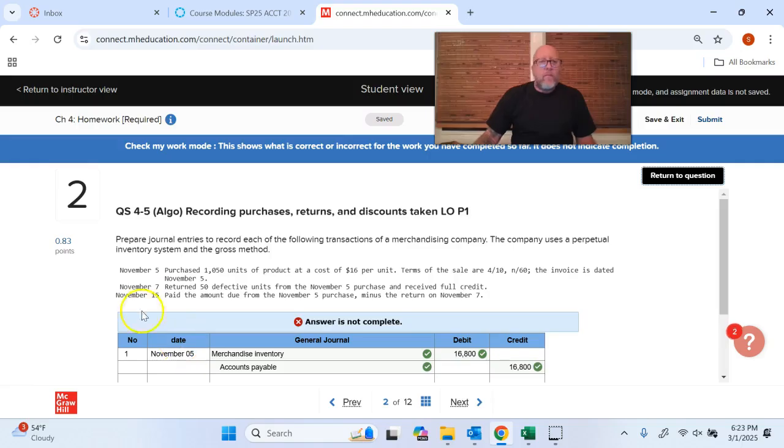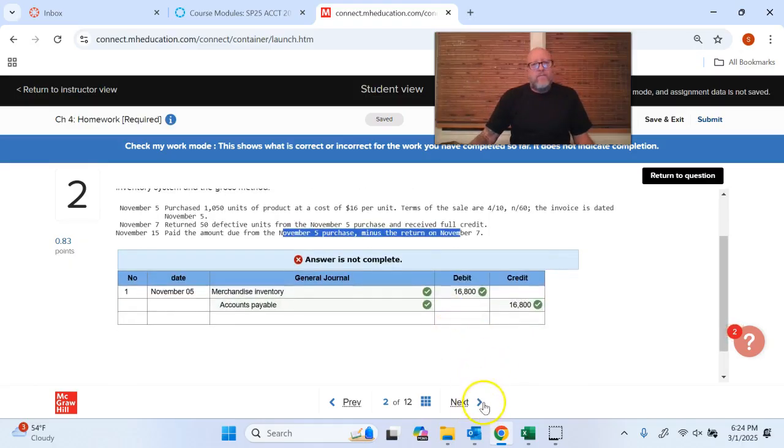The only thing that I will remind you is that on November 15th, if we're paying within the discount period, we're going to take advantage of the discount, but we do also have to take into account the returns. So 16,800 less the returns, then we'll take the discount. Moving on.